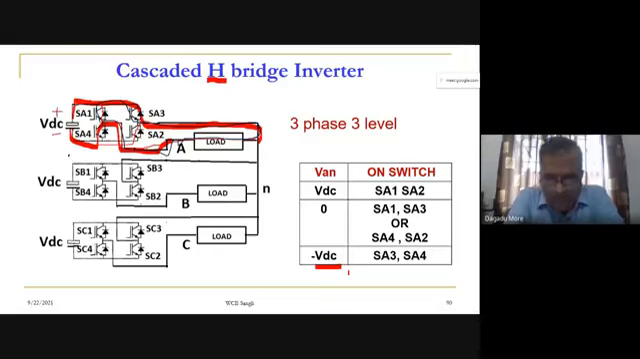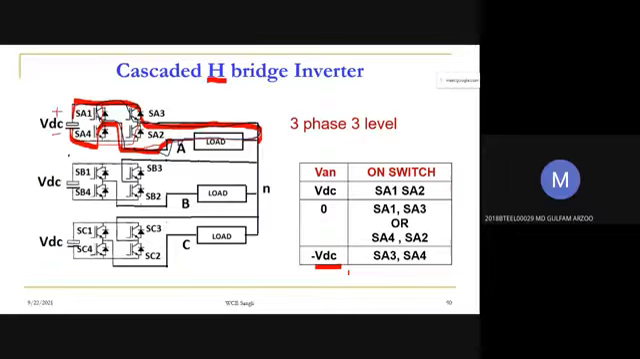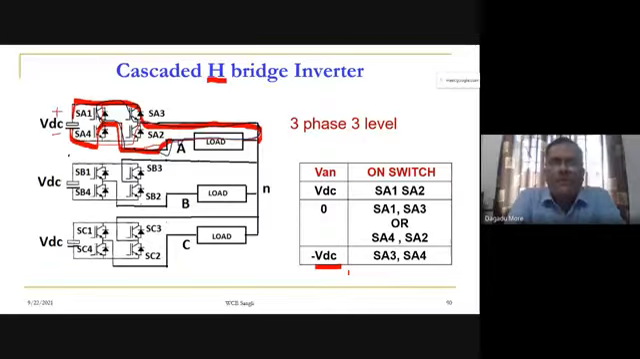One H bridge will provide how many output voltage levels? Three. So one H bridge will provide three output voltage levels. And what are these three output voltage levels? Plus VDC, 0, and minus VDC. So this is the case for three voltage levels in the phase voltage, and that's why we can call it a three level.